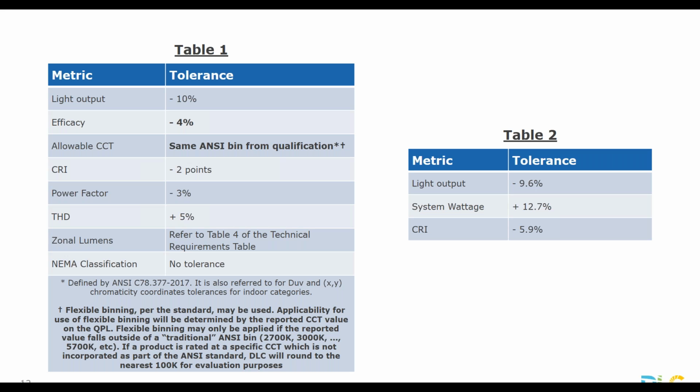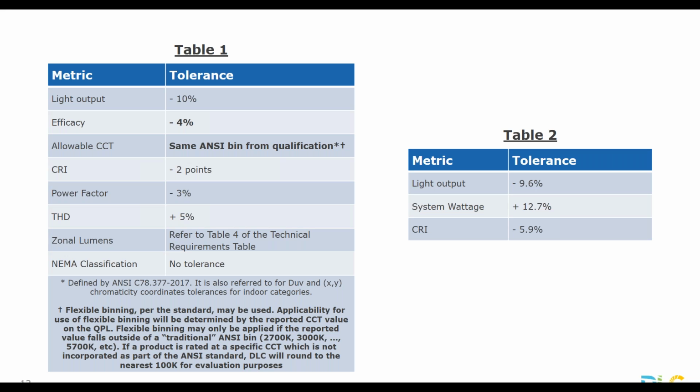Table 1 contains nearly the same exact tolerances that get used for qualification of a product, and we'll talk about the differences in just a second here. So, for instance, let's say you have a high bay product that has a minimum requirement of 10,000 lumens per the technical requirements. That product can get qualified and stay on the QPL if it has a lumen output of 9,000 lumens or greater, meaning 10% lower than the light output requirement.